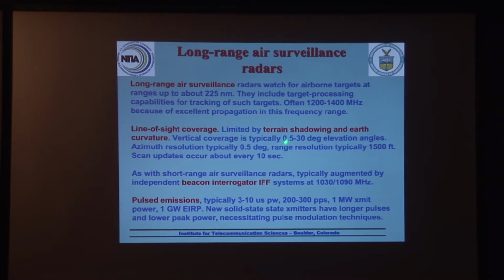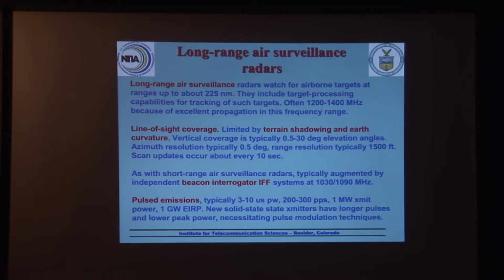Vertical coverage, again, goes from about half a degree to 30 degrees above the horizon, so there's actually a cone of silence or a cone of darkness directly above the radar where it can't see anything. Azimuth resolution, again, is typically half a degree, and I've seen it sometimes up to 1 to 1.5 degrees. Longer pulses, typically 1,500 foot range resolution, but it's not as critical to get the tight range resolution because these radars are operating at longer ranges to begin with. Scan updates are every 10 seconds.